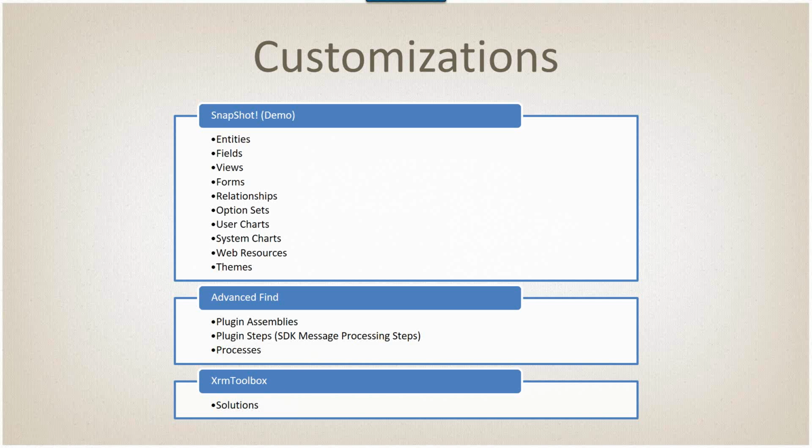We can use Advanced Find to get a list of plugin assemblies and plugin steps. Plugin steps are technically called SDK message processing steps. We can also use Advanced Find to pull out a list of processes. And finally, for some reason, solutions aren't available within Advanced Find, so we have to use the XRM Toolbox and do a FetchXML query to pull that information out so that we can export it into a file. This is pretty much most of the customizations that people actually need to document. Later on, we can talk about other things that you feel we need to cover too.